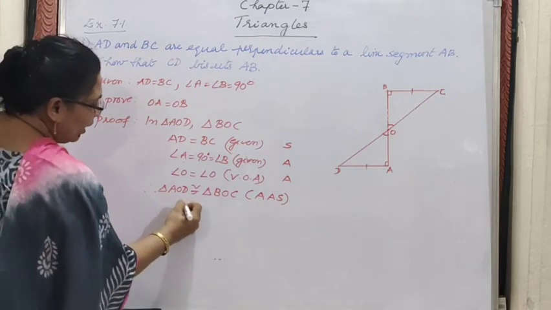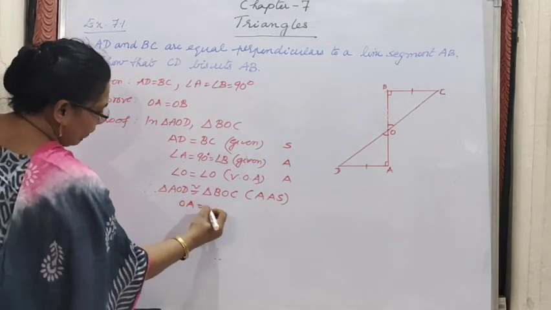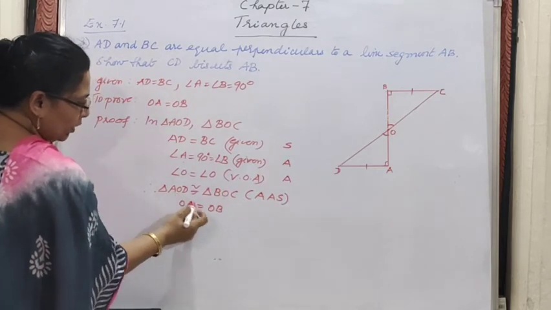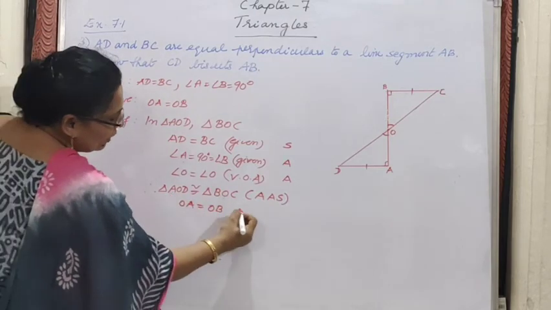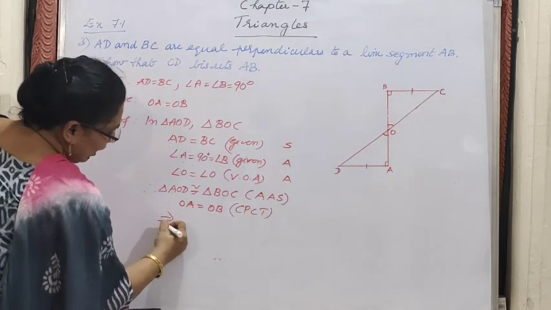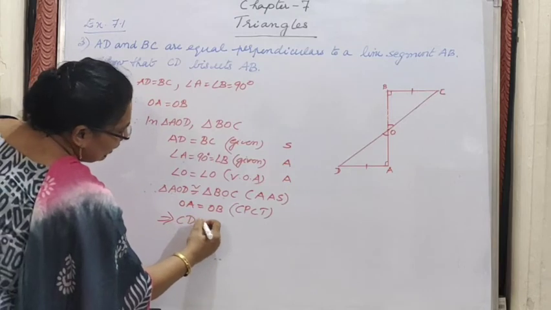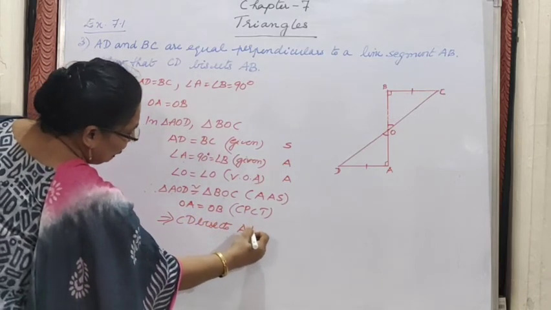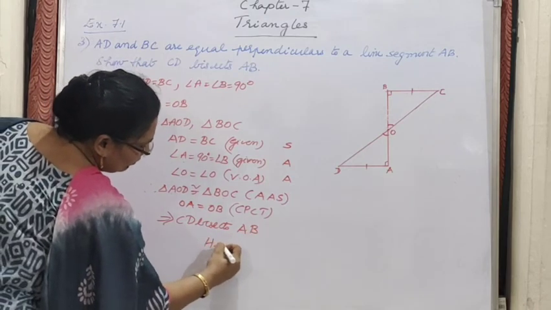Now by this, what is the part we have to write? CPCT. OA equal to OB. See, O for O, the correspondence. In place of A, which letter? B. CPCT. Right? Now this shows that CD bisects AB. Hence proved.